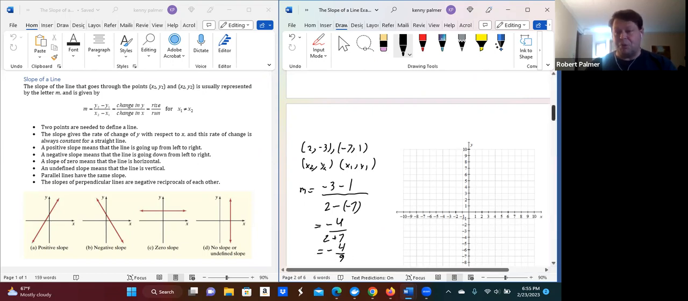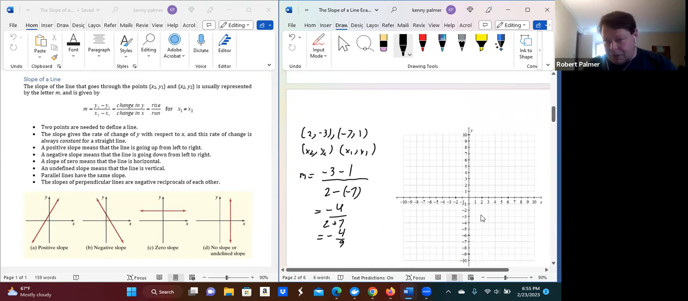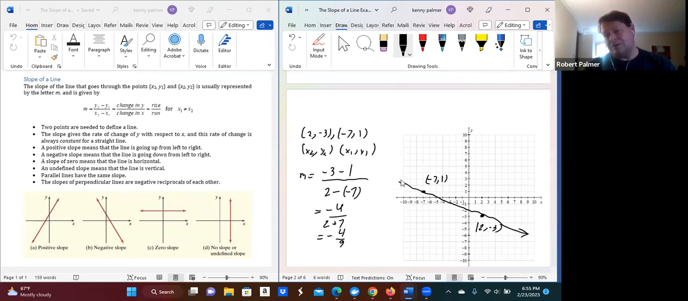Okay, and also we graph these 2 points over here on the side. So 2, -3 is right here. And -7, 1 is right here. And so think about the line that goes through these 2 points, and that's its slope. Now, as we can see, this line is going downhill from left to right. It should be negative, and it is. And the magnitude, the absolute value of this, gives the steepness. So, for example, if I had a slope that was larger than this in absolute value, it would be a steeper negative slope.